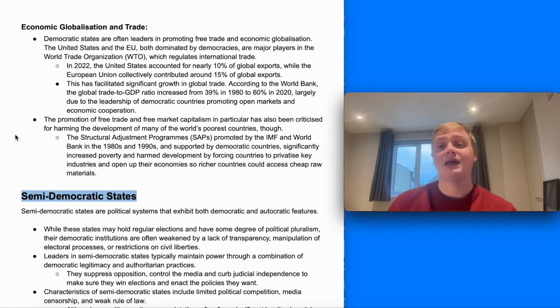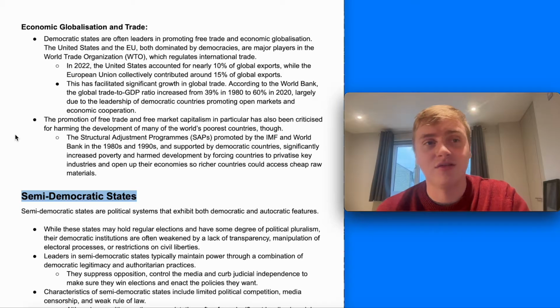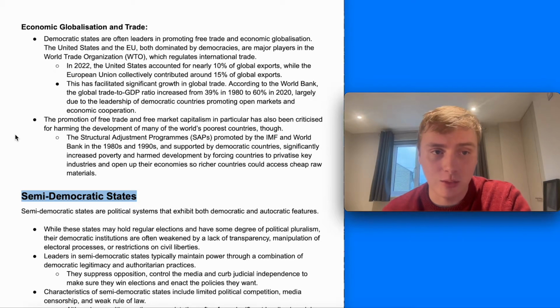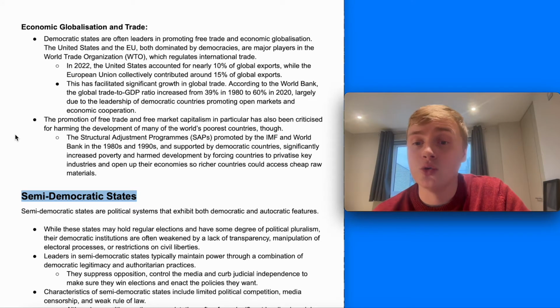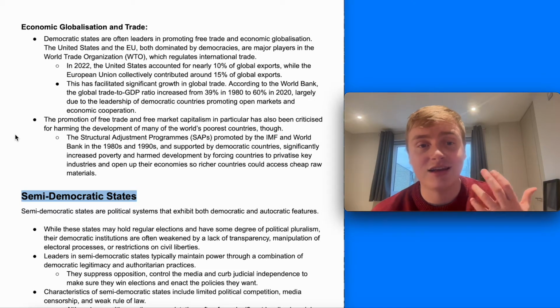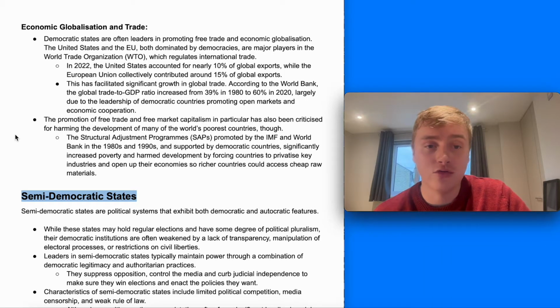And the final implication for global politics of democratic states is economic globalization and trade. Democracies are often the leaders in promoting free trade and economic globalization, especially the United States and the EU, which are both major players in the WTO and both have a significant share of global trade.